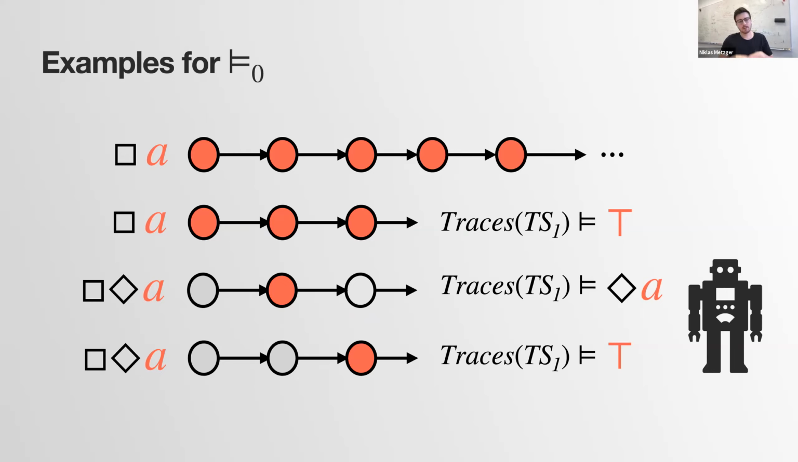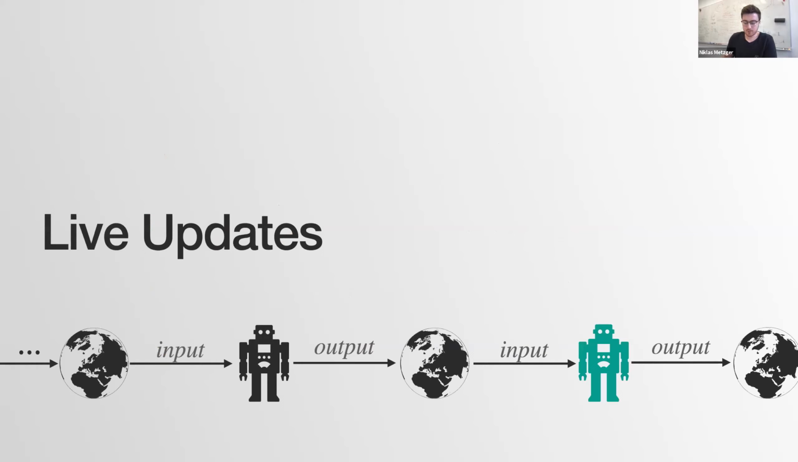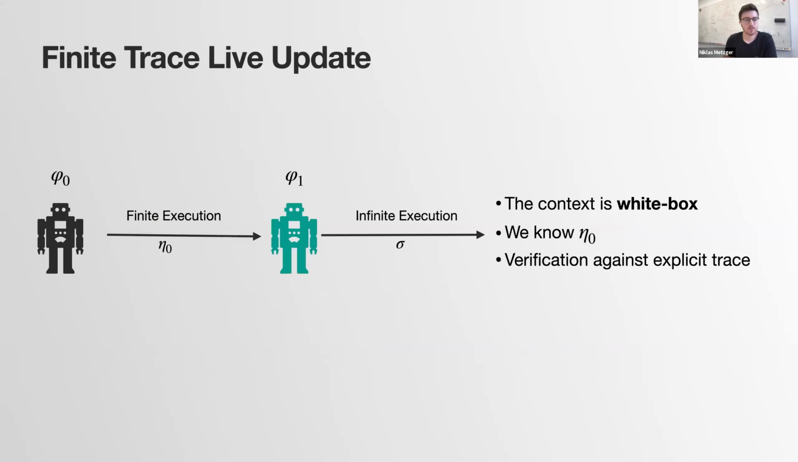Okay, now we have a logic that actually tells us when a trace is correct according to update. Now we can define our live update problems. And we have two versions of our live update problem. The first one is called finite trace live update. So this is our white box approach. And by white box, I mean that we actually know the explicit execution of the previous system. So it can be a very long execution, but we have it at our hand. And we only have to verify it against this explicit execution of the previous system. We know exactly what happened, and we can essentially remember what we have to satisfy.